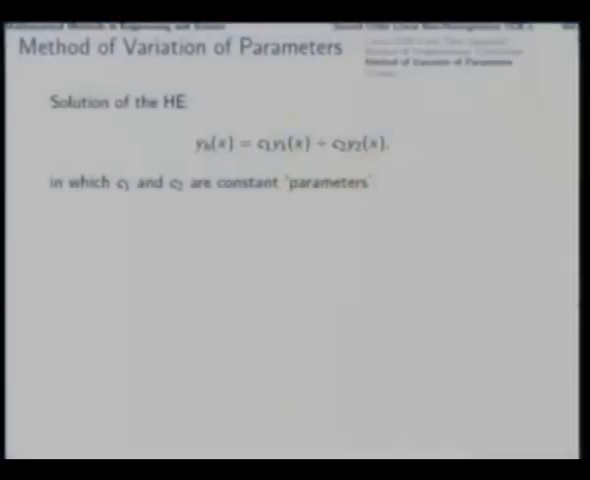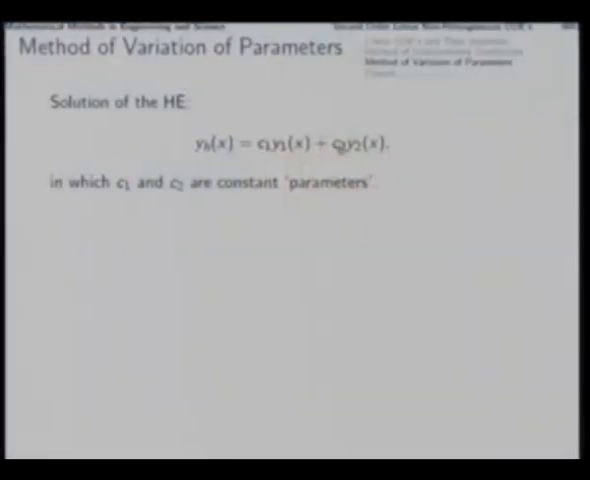In this, we first note that if y1 and y2 are two linearly independent solutions of the corresponding homogeneous equation, then this linear combination with constant parameters C1 and C2 gives us the general solution of the homogeneous equation, that is the complementary function. Now, for the non-homogeneous equation, the solution needs to be linearly independent of these two basis members. As long as these parameters are constant, we cannot have a linearly independent function.